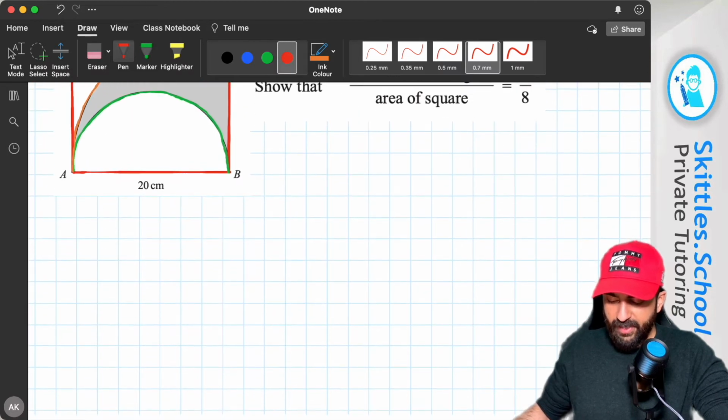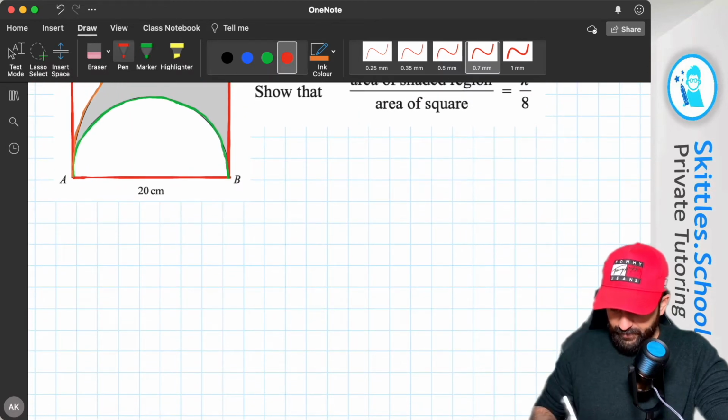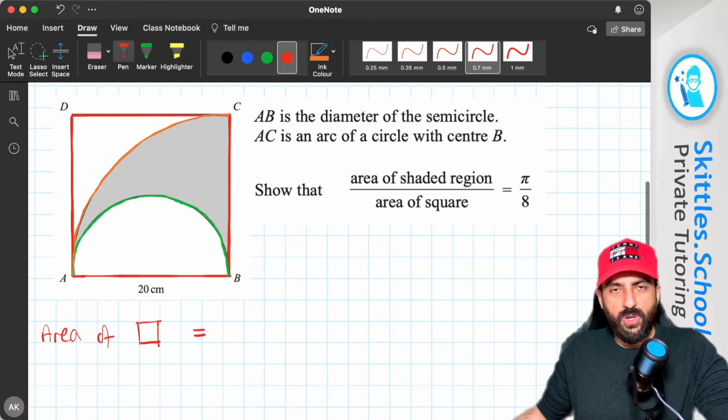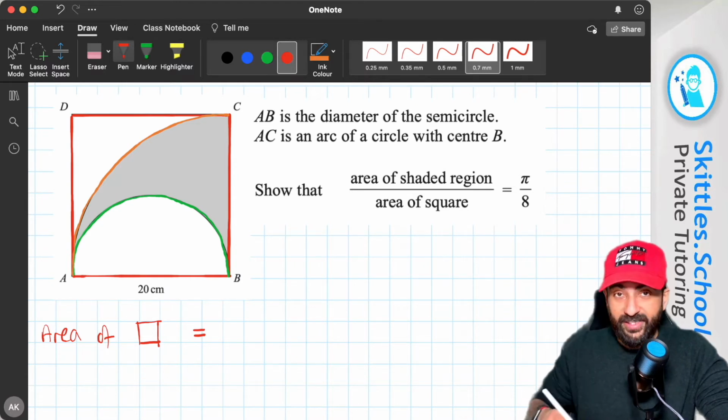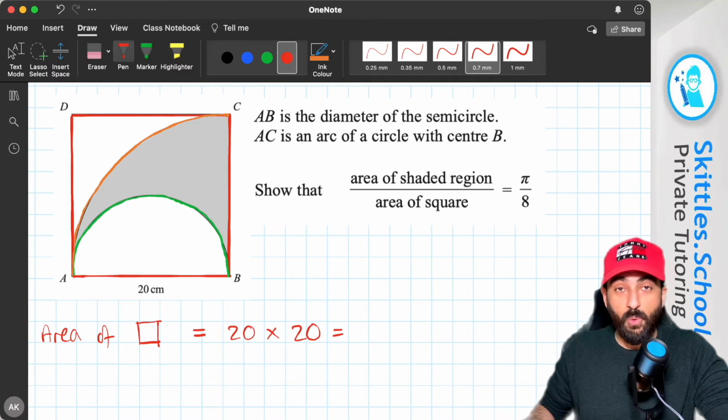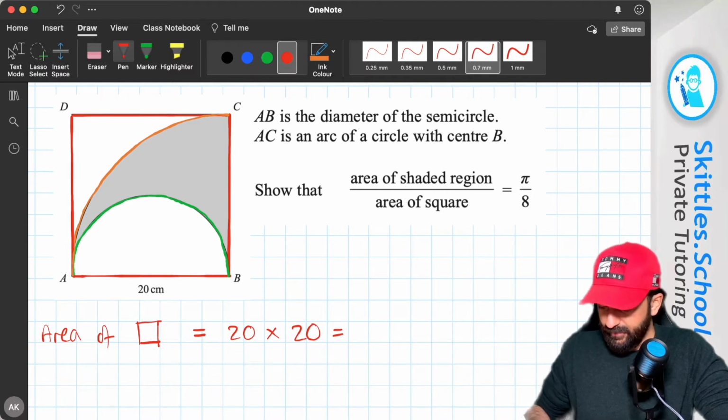So let's start by working out the area of the square. So area of, and I'm just going to draw a representation of a square. Now, area of a square is height times by the width, and because they're both the same, it's just 20 times 20, or 20 squared. So 20 multiplied by 20, which is 400 centimeters squared. So that's the area of our square.